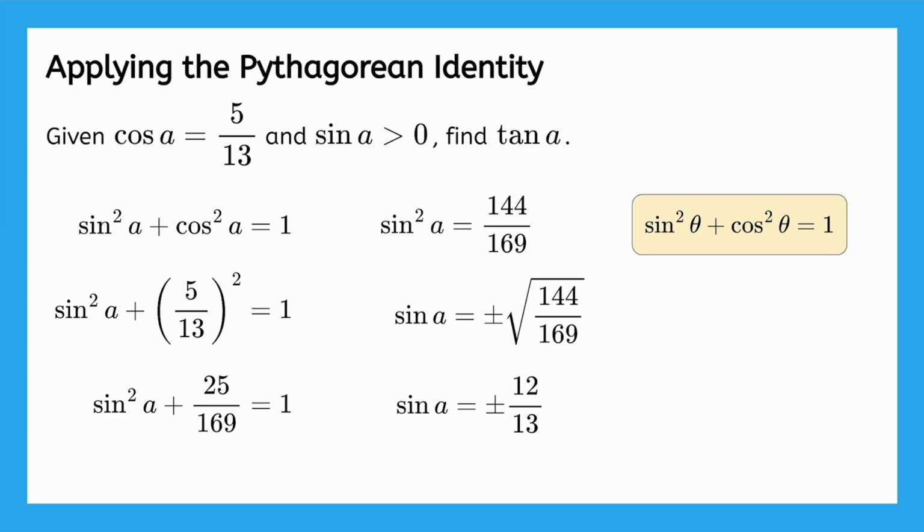So which one is correct? If we didn't have the given information that sine of A is greater than 0, then we wouldn't be able to determine a definite answer. Since sine of A is greater than 0, sine of A is positive 12 over 13.